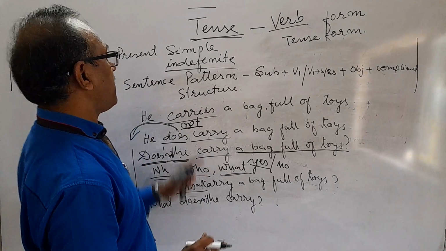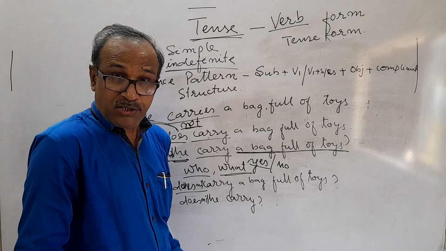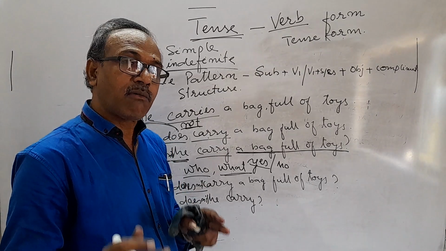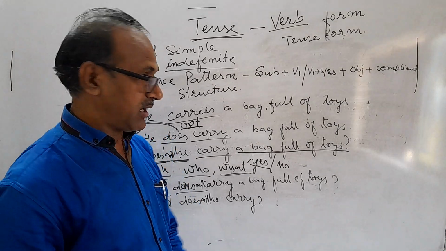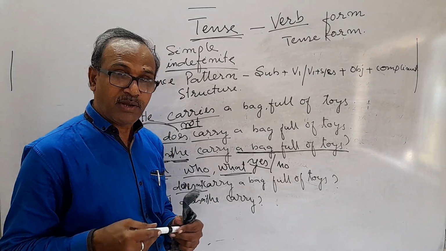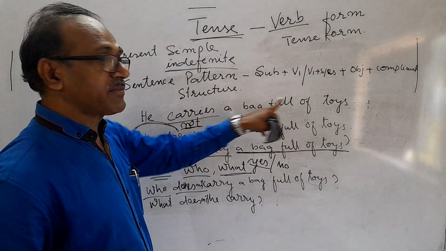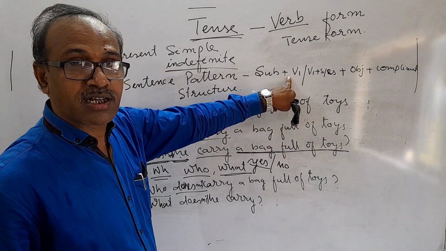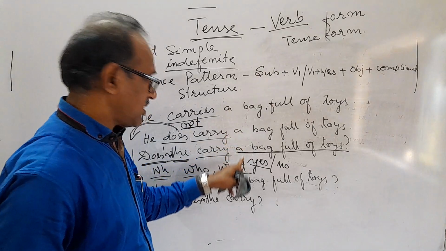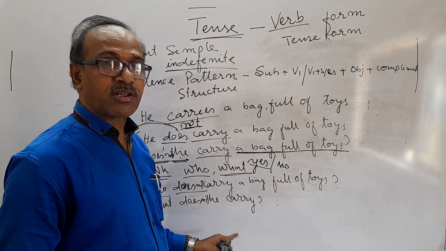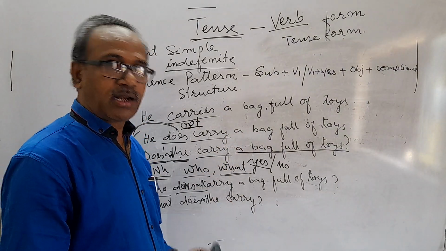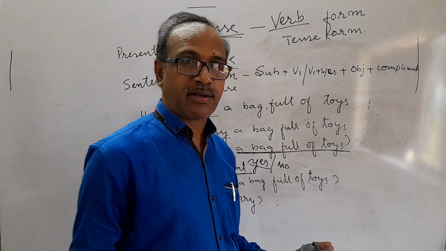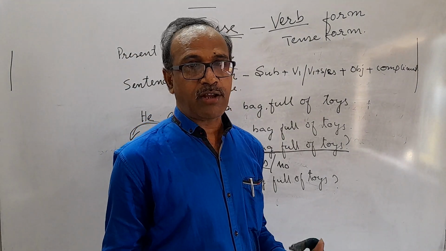Clear? So this is all about our present simple, and the remaining structures we will continue one by one. But before that, I hope that you will take some random sentences of your own with this particular structure, and you will make these negatives and interrogatives accordingly with WH words and without WH words, so that you will understand it better. Thank you very much.